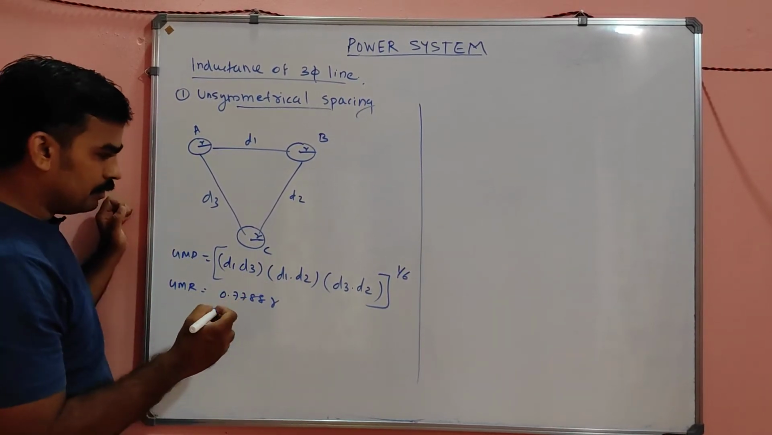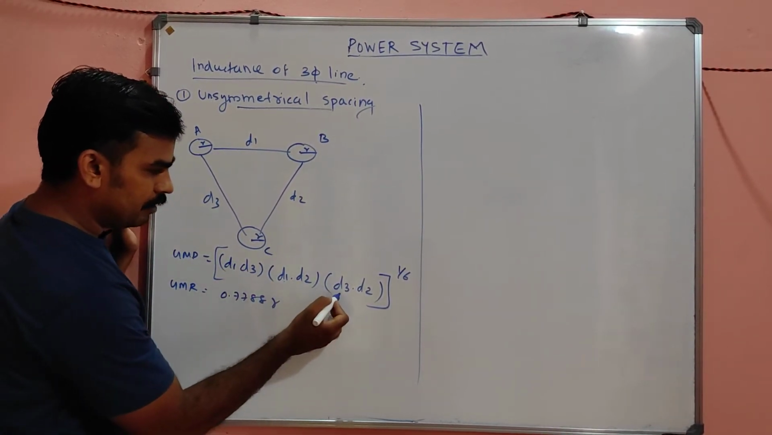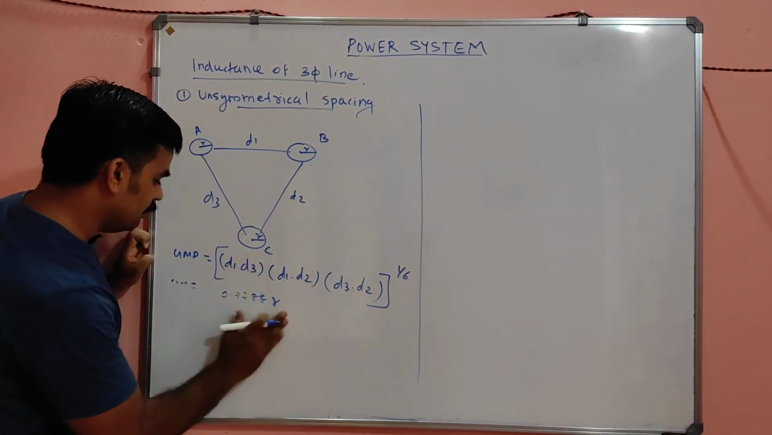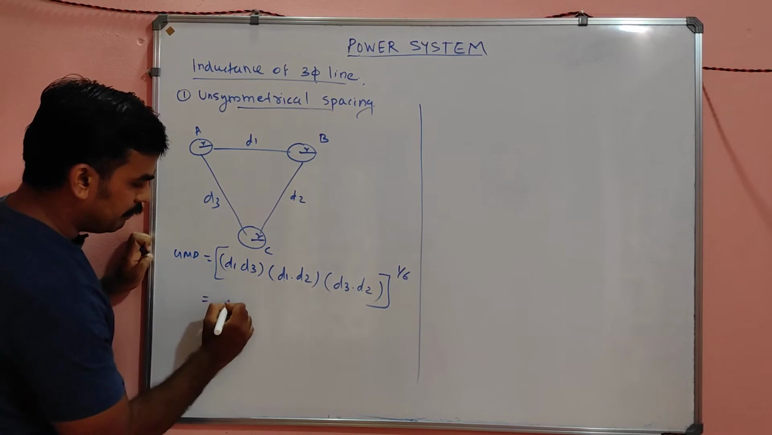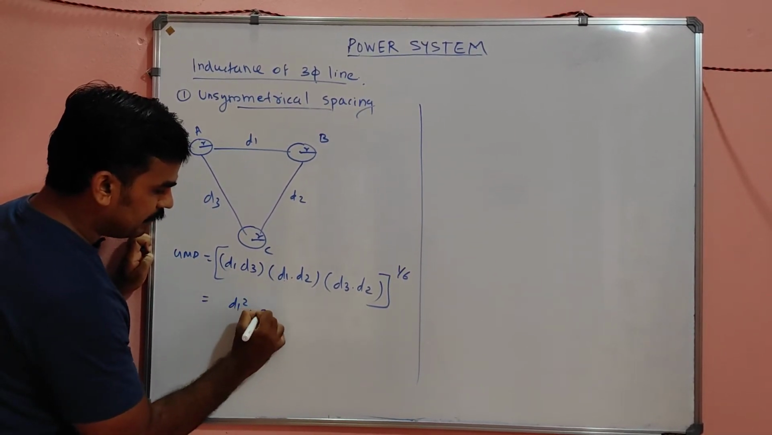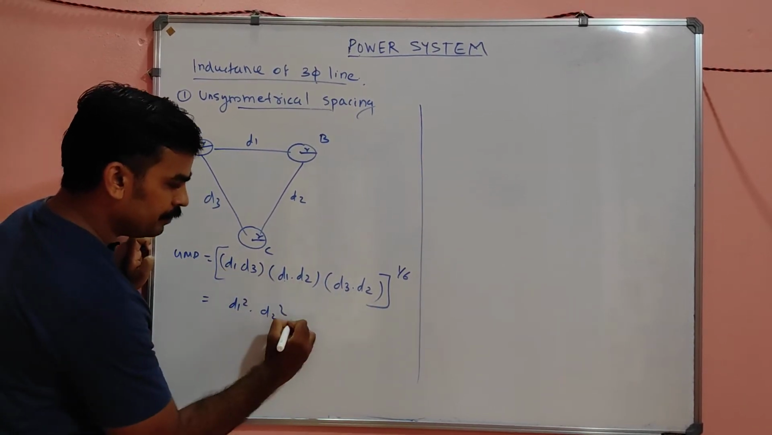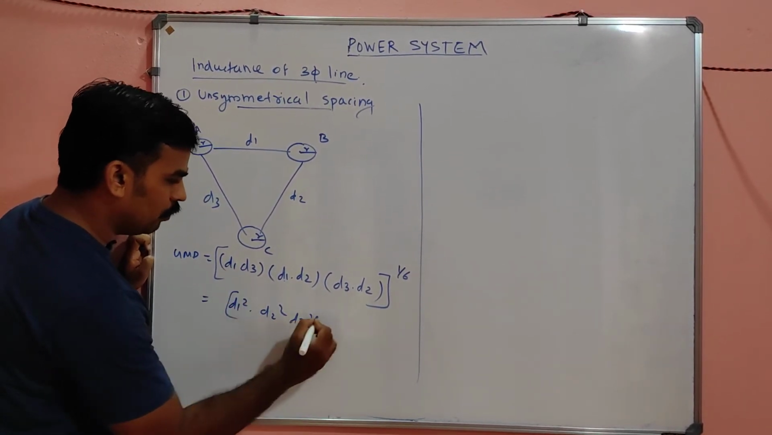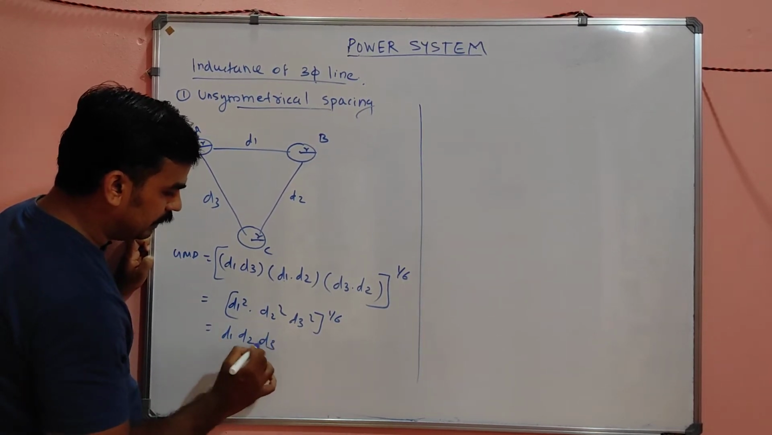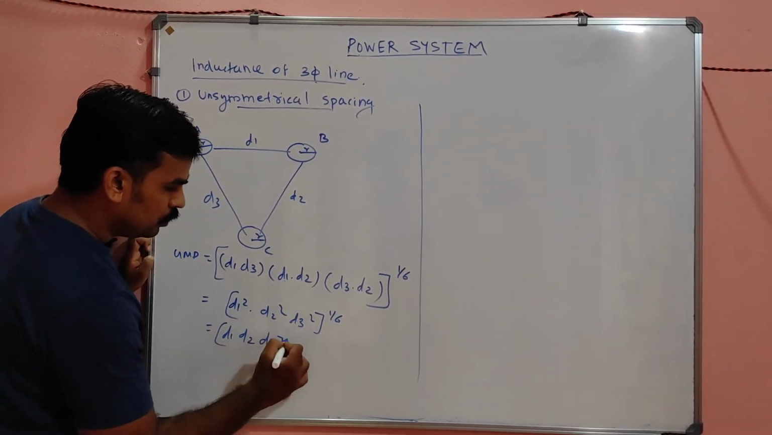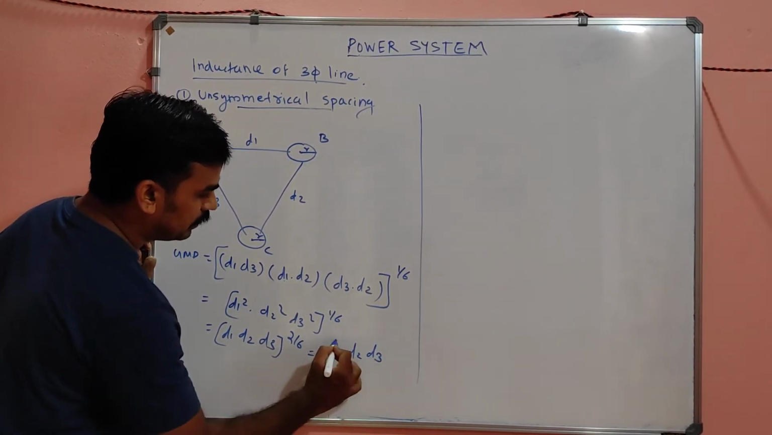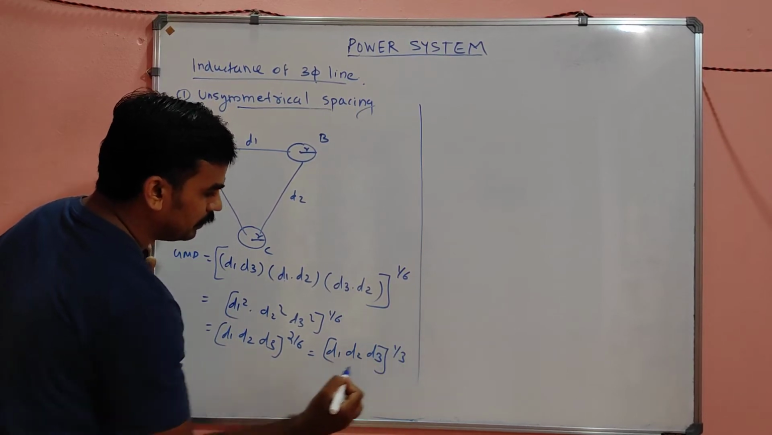Yeah, you can do one more thing. D1, D1, D1, 2 D1, my dear. So, okay, I will do it in one more step. You can write it like D1 square, D1 and D1. D1 square, D2 square, D3 square, whole raised to 1 by 6. So it will become D1, D2, D3 whole raised to 2 by 6, which is nothing but D1, D2, D3 whole raised to 1 by 3.